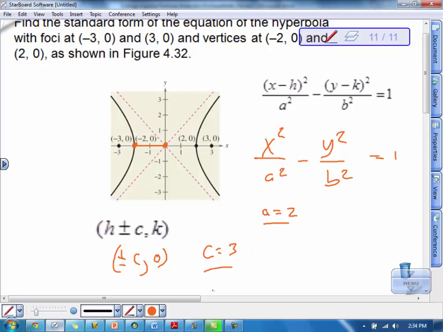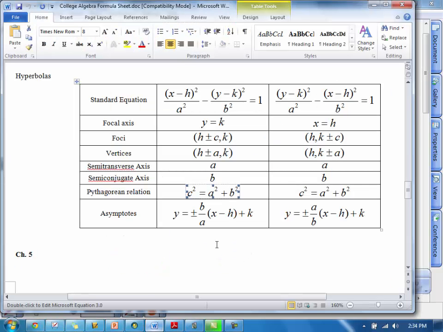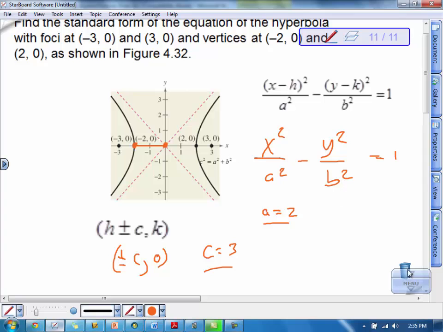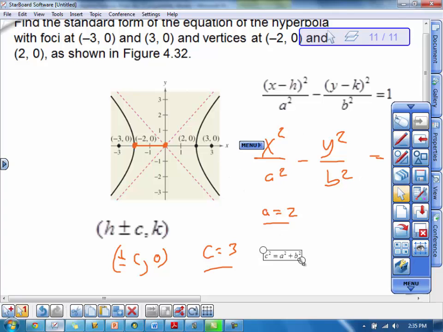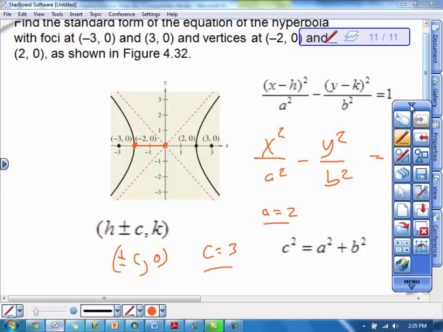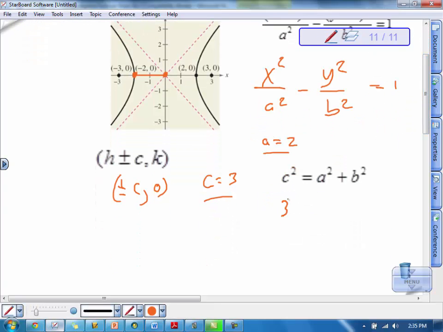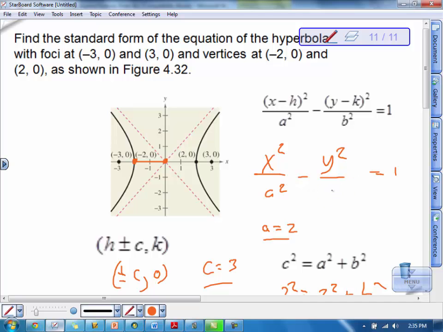If I have a and c, I can use the Pythagorean relation again. In this case, the Pythagorean relation is c squared equals a squared plus b squared. So I'll use that. C is 3, A is 2. Now that will allow me to find B. It's 9 minus 4, which is 5, square rooted, so B is the square root of 5 again. If B is the square root of 5, then when I plug this in, this becomes 5 right here. And I know this becomes 4 because A is 2. So this is my equation of the hyperbola.